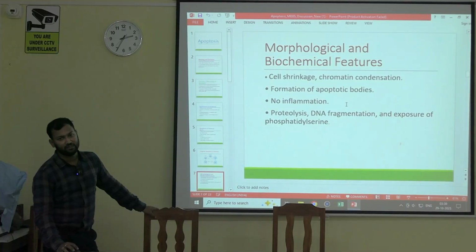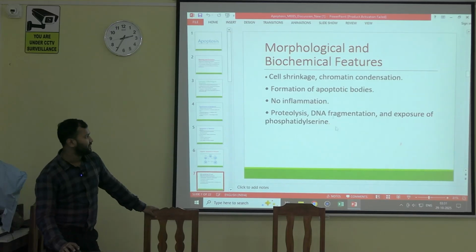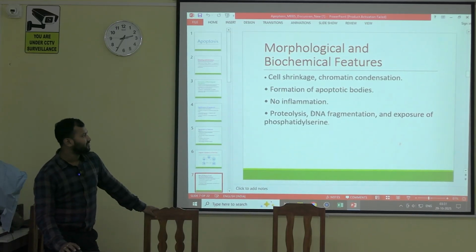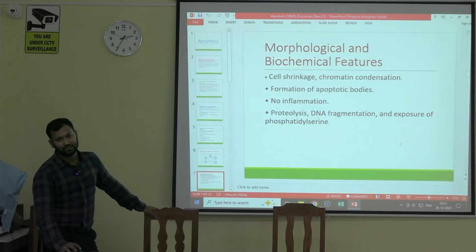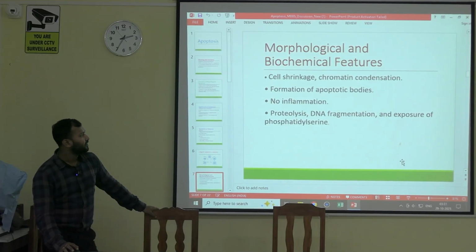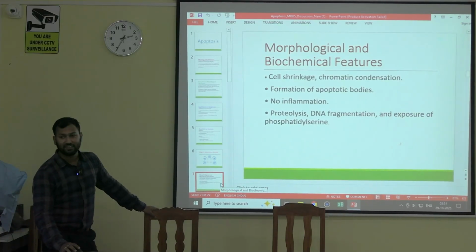There will be no inflammation because it is done by the body in a systematic, coordinated manner. There will be proteolysis, meaning breakdown of proteins. DNA fragmentation: in the picture, the DNA was getting broken into pieces. And exposure of phosphatidylserine, a compound that is also exposed when the cell is broken.